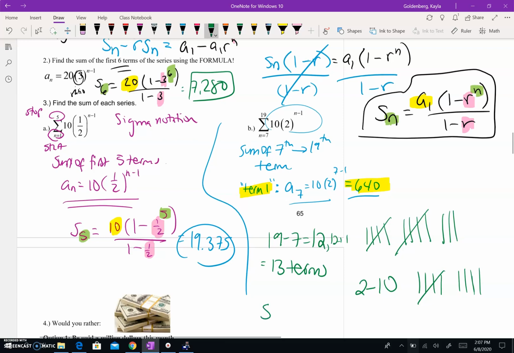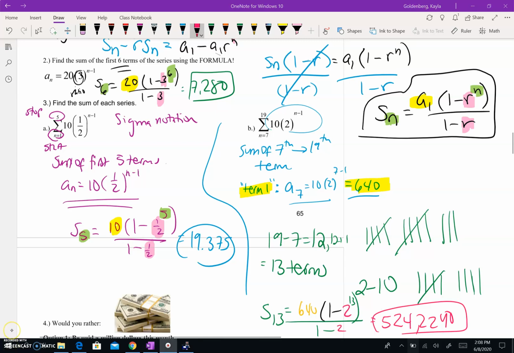Plugging everything in, our sum of our 13 terms is going to be our first term, which is 640, times 1 minus our ratio of 2 to the power of 13, all over 1 minus our ratio of 2. Okay, and I'm just going to pause the video to plug that all in my calculator. Okay, and here is your final answer, all plugged in. Remember to keep in mind order of operations. You want to start with the 2 to the 13th, finish off what's in parentheses, and then keep going from there.